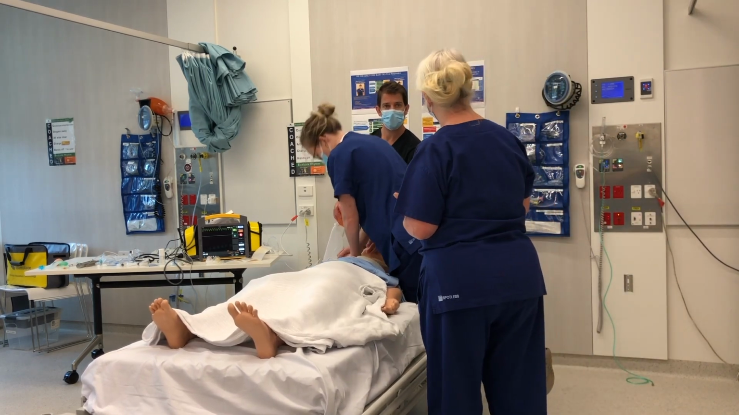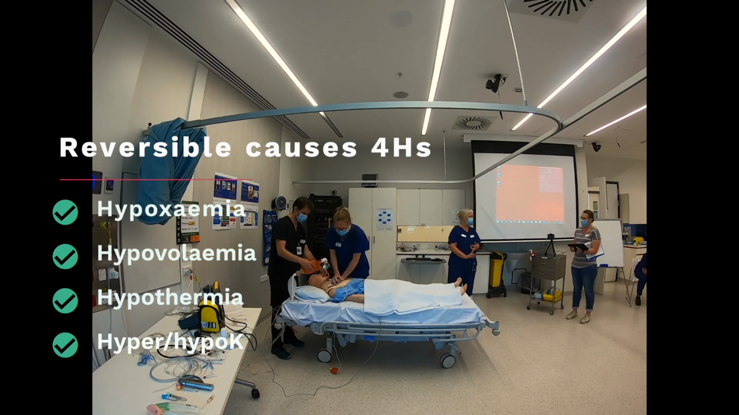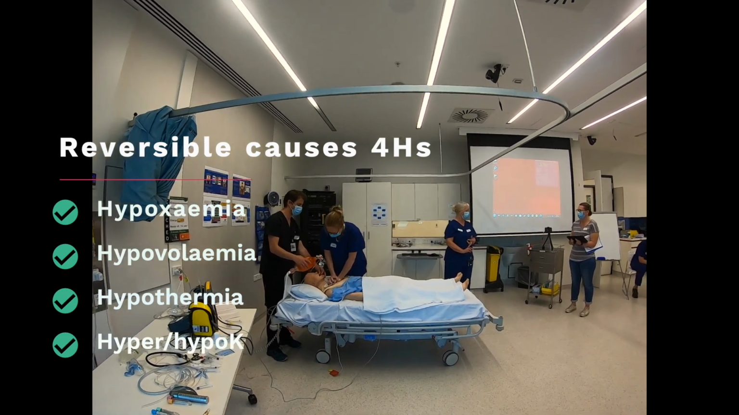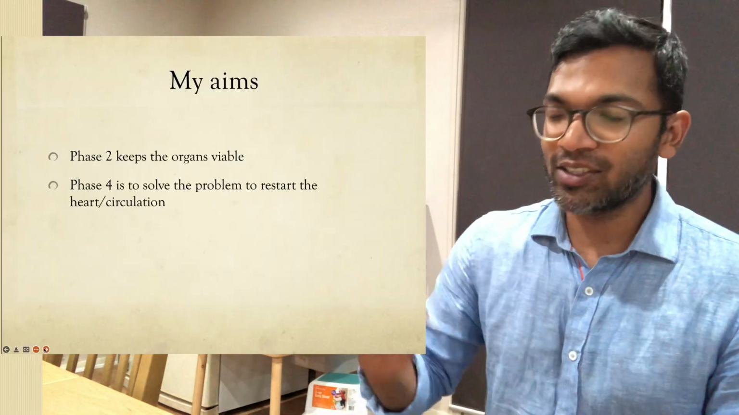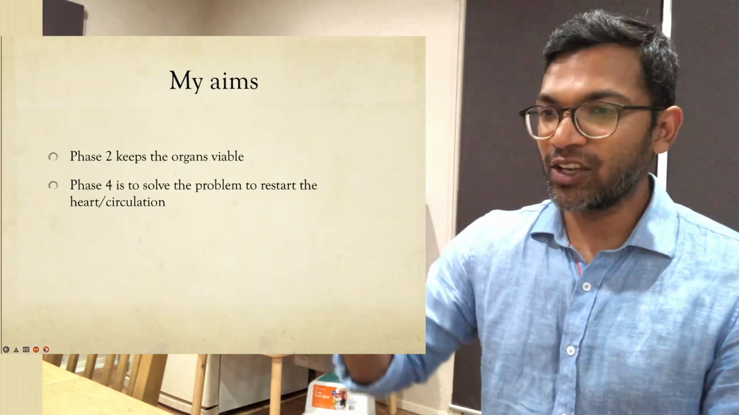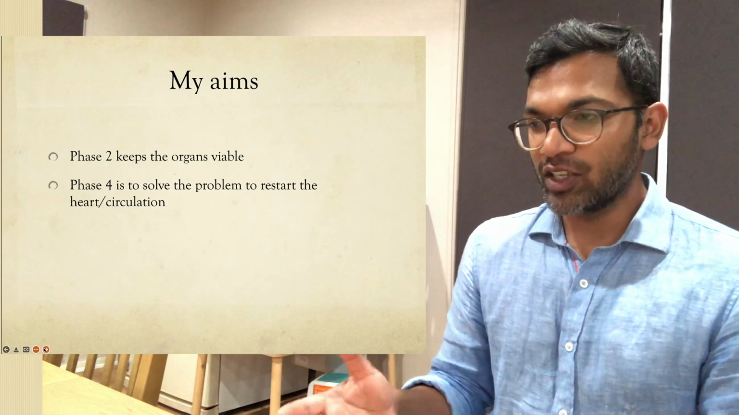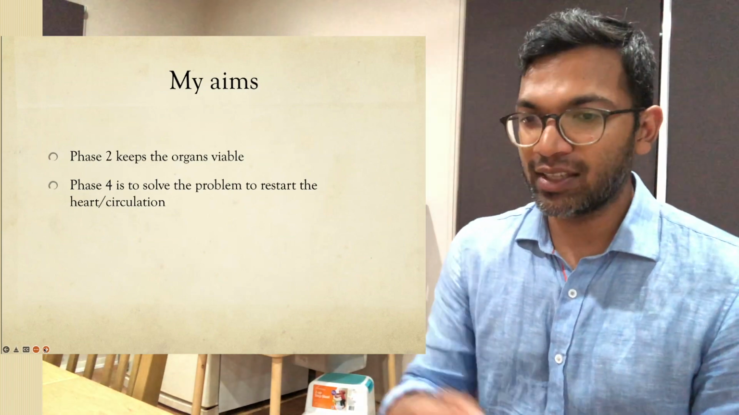Now, my aims in phase 1 and 2, I'm just keeping the organs viable, just keeping the heart going round, so the blood going round and round, and oxygen going in and out. And now phase 4, reversible causes, to solve the problem to restart the heart or the circulation.